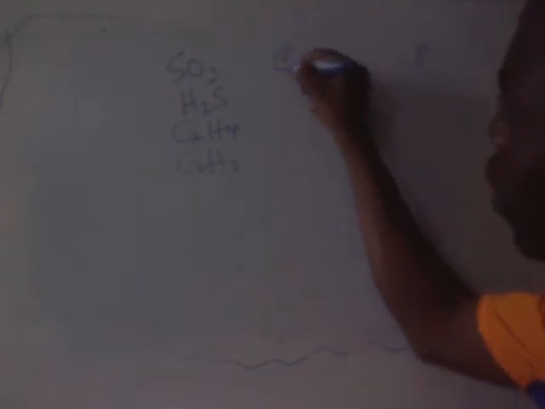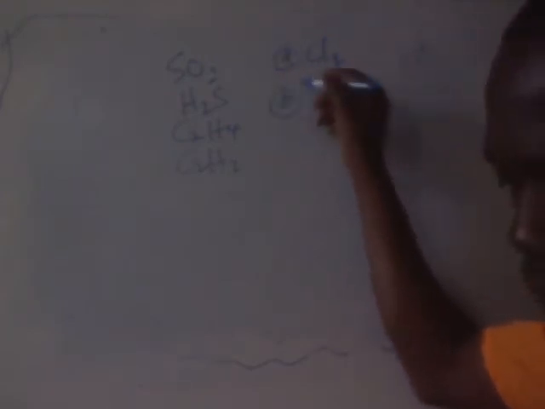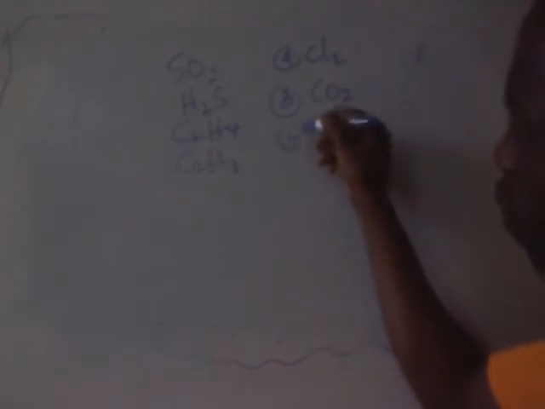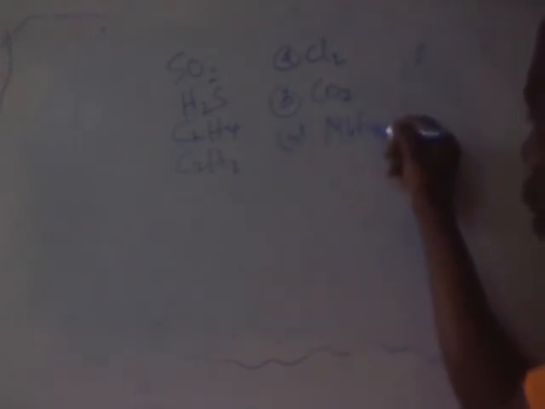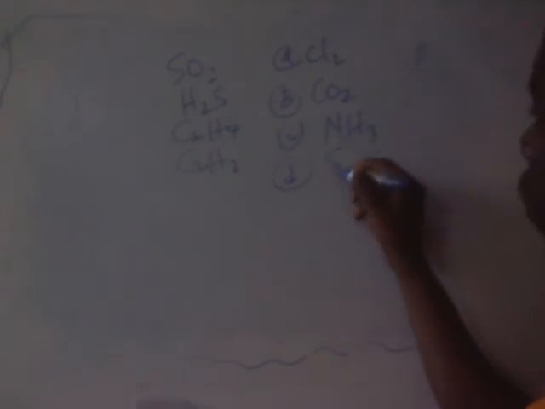Before that, let's look at the options we are given. Option A, chlorine gas. Option B, carbon dioxide gas. Option C, hydrogen sulfide gas in the question. Option D, ammonia gas, NH3. Option E, sulfur oxide gas. These are the options. Are you there?